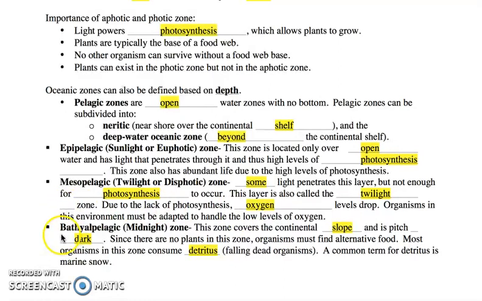Just below that is the bathypelagic. It can also be called the midnight zone because, again, it's getting darker as you go farther down. This zone covers the continental slope, which is really the edge of the continental plate and the beginning of the oceanic plate. So it's still technically part of the continental plate, but the slope rapidly increases in depth. Therefore, it's going to get darker and darker as you go farther down.